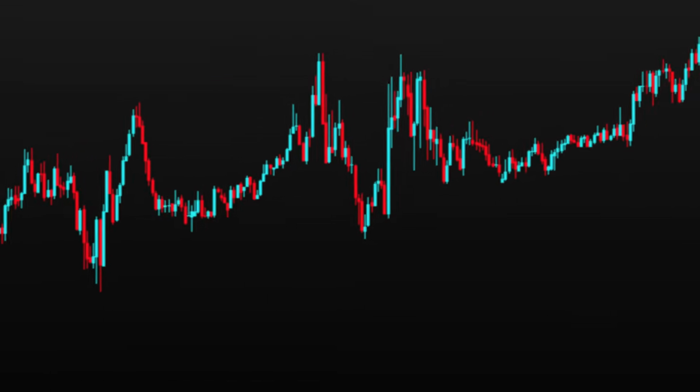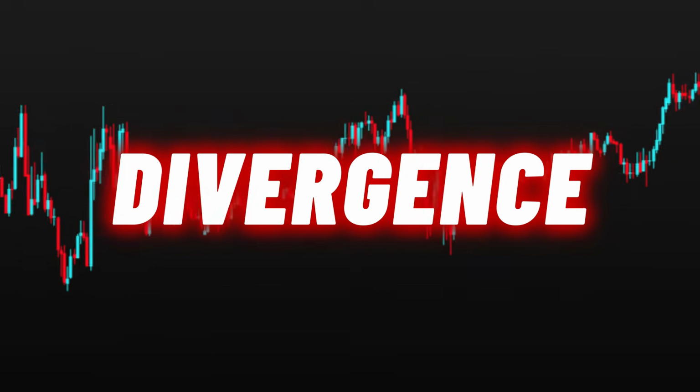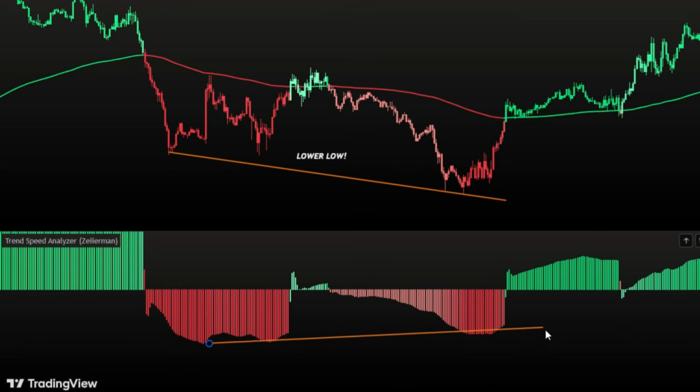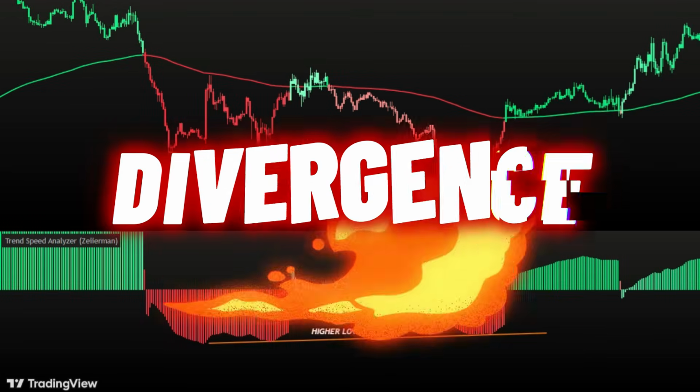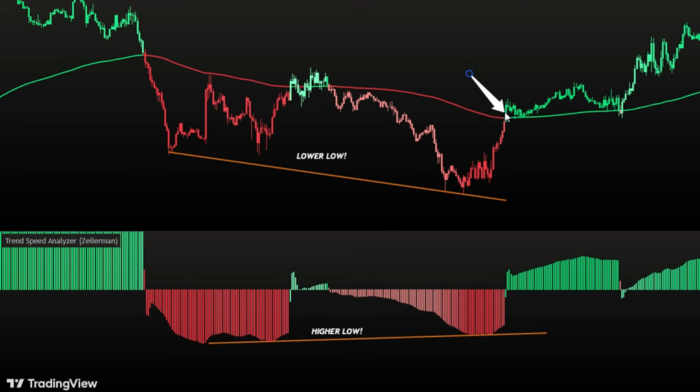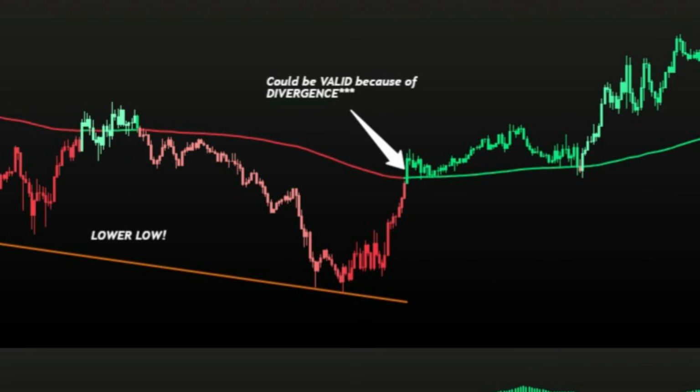Another powerful way to use this indicator is through divergence. Check this chart. The candles are making lower lows, which normally signals bearish momentum and a downward trend. But the oscillator is telling a different story. It's making higher lows, contradicting the price movement. This is classic divergence, which is an early warning of a possible trend reversal. So in this scenario, when the candles break the midline, you can trust that breakout, because the divergence has already signaled that the trend is likely about to flip.